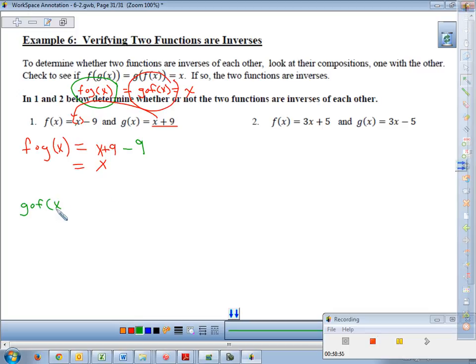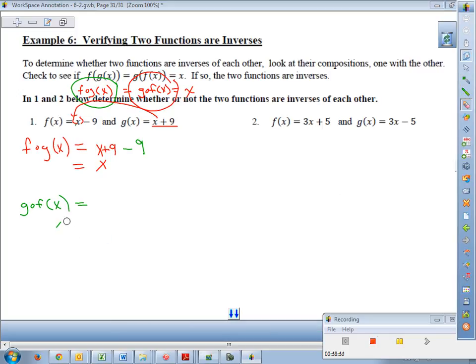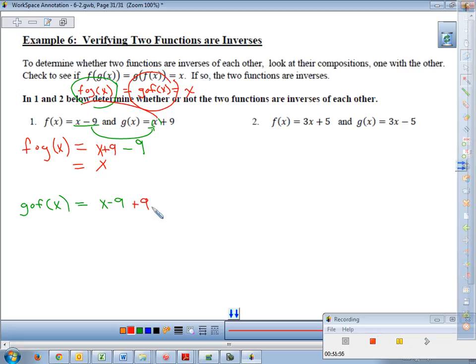G of f of x. Cool? Let's see what g of f of x equals. G of f of x means we want to take f and put him into g. So I'm going to take the f guy, so I'll erase all my crazy markings. This f guy needs to go in to g. Wouldn't that be x minus 9? And then the thing that's still there is a plus 9. Correct? What does that clean up to be?